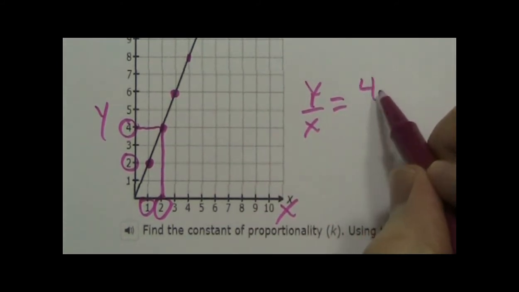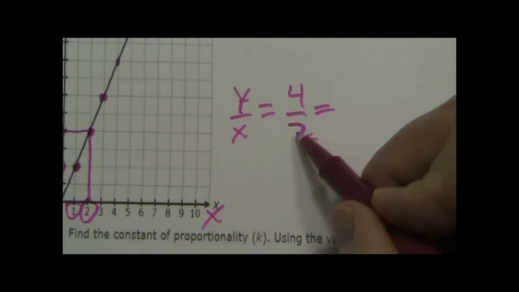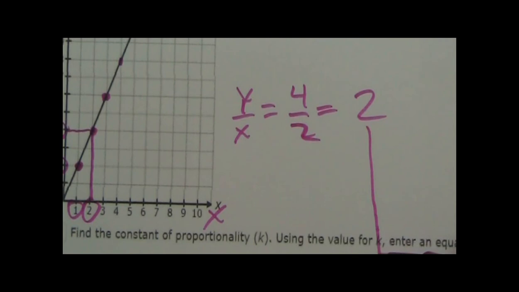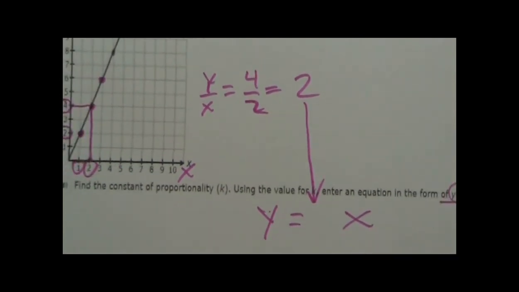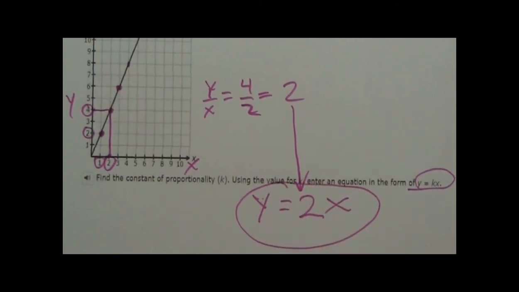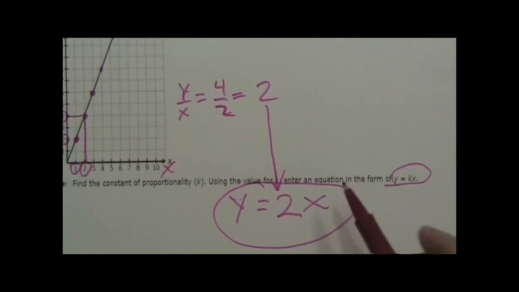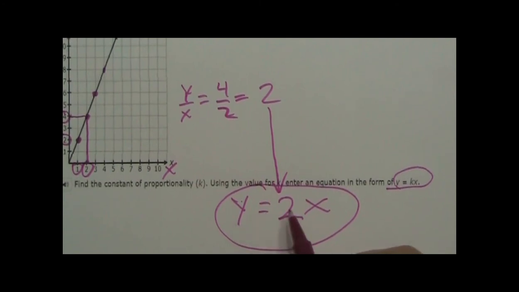I could use this one, that point. Well, 4 divided by 2 is just 2. 2 is the number that goes there. So we would say y equals 2x. This is the answer because they say write the equation in this form. So you need to write, again, smaller case letters. Don't use capital letters. Y equals 2x.